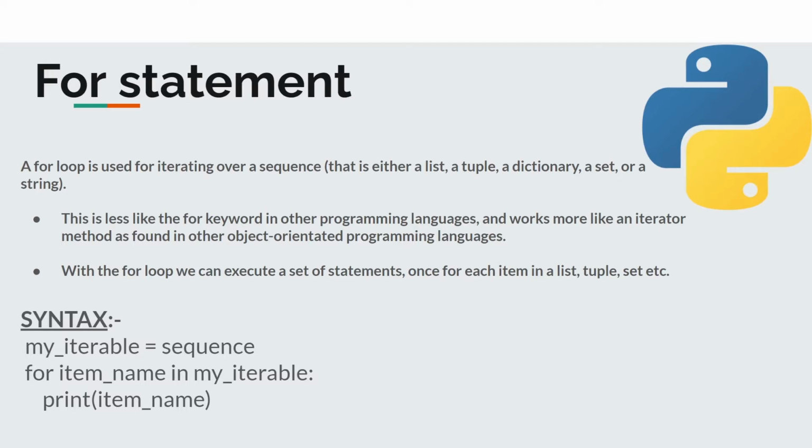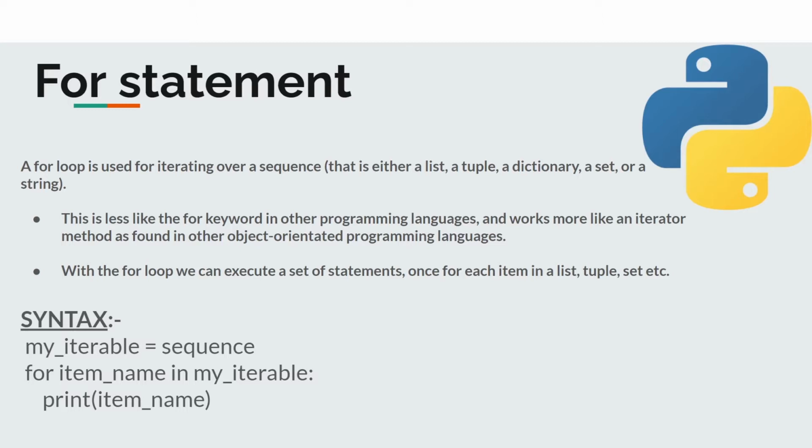So first, let's get to know what a for loop or a for statement is. A for loop is used for iterating over a sequence, which can be a list, a tuple, a dictionary, a set, or a string. This is not like the for keyword in other programming languages. It works more like an iterator, which is found most in object-oriented programming languages.